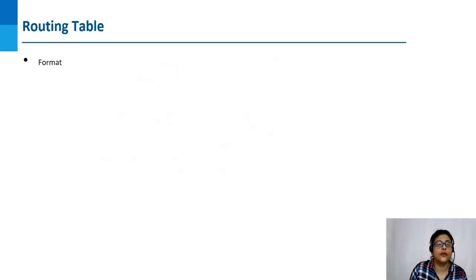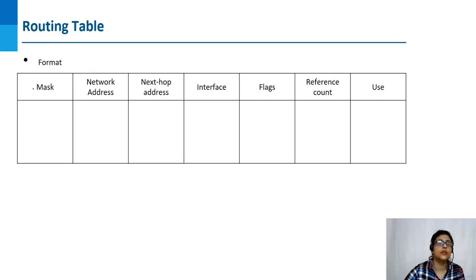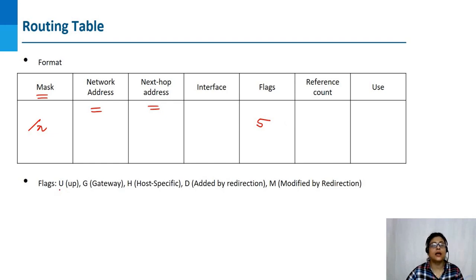What is the format of the routing table? The format of the routing table will have these fields, like the mask. Already we know this is the mask to get the network address. Then this is the next stop address to the destination. After that, the interface through which the router has to forward the data. Then we have the flag fields. There are basically 5 different flags. The 5 flags are the U flag, G flag, H flag, D flag, and M flag.